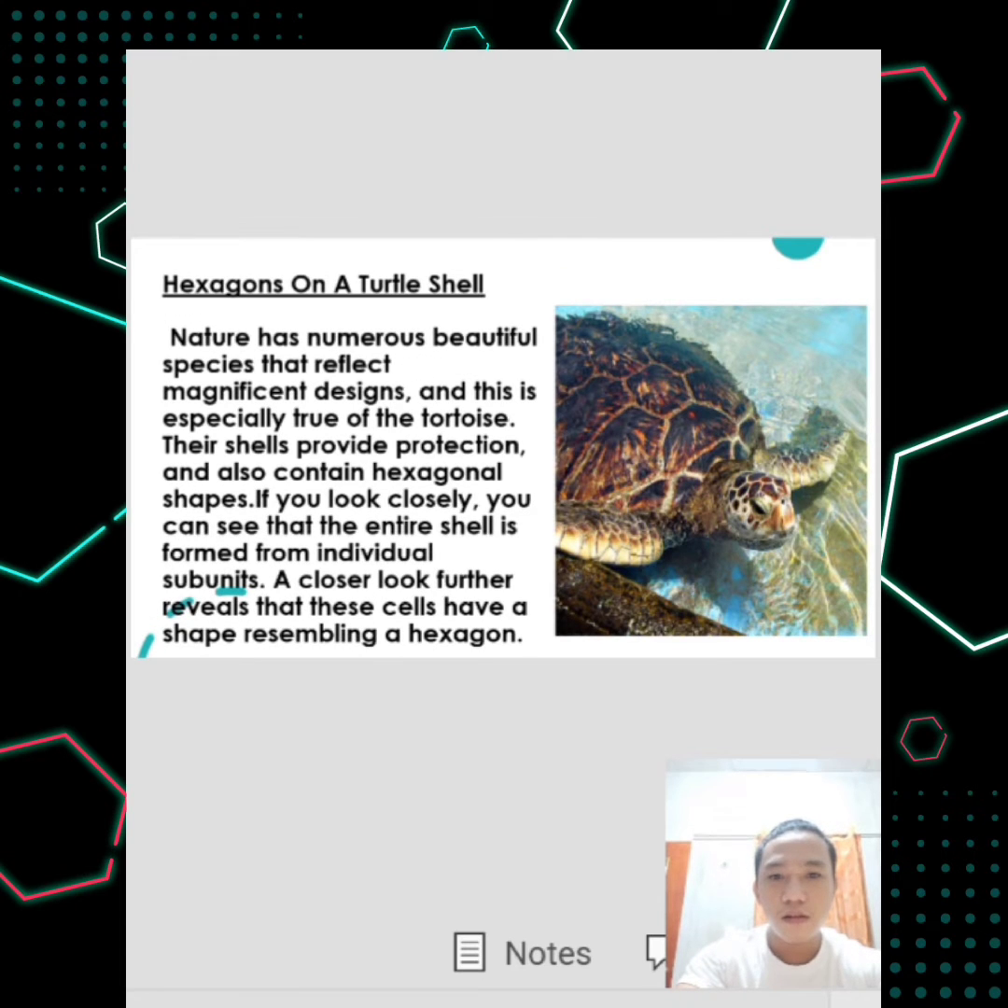Hexagons in a turtle shell. Nature has numerous beautiful species that reflect magnificent designs, and this is especially true of the tortoise or the turtle. Their shells provide protection and also contain hexagonal shapes. If you look closely, you can see that the entire shell is made of individual subunits. A closer look further reveals that these cells have a shape resembling a hexagon. So, as we can see, the shell of a turtle is formed of hexagons.